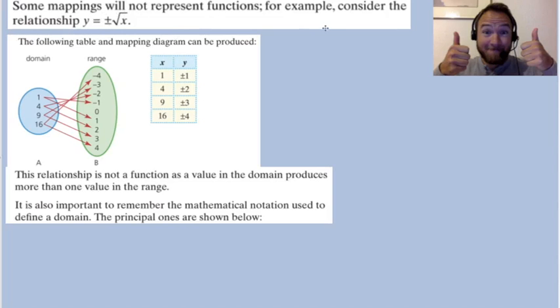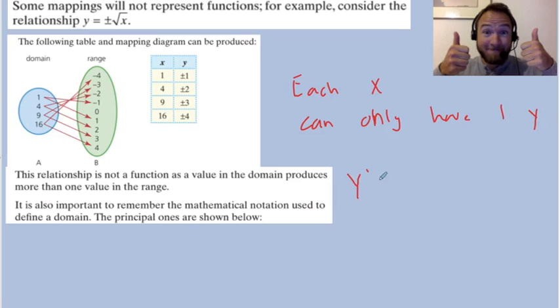Some mappings will not represent functions. For example, consider the relationship y equals plus or minus the square root of x. If I take a look here, square root of 1, square root of 4, square root of 9, square root of 16, we know if I take a square root, I get two answers. I get a positive answer, or principal square root, and I get a negative answer. So because we start with a value and it goes to two things, this is not a function. Each x can only have one y.